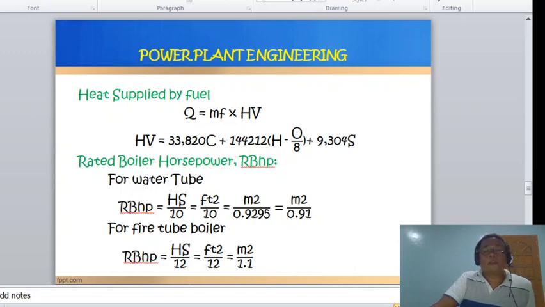So in square meter, to be exact, the rated boiler horsepower is equal to heating surface area in square meter divided by 0.9295. Or simply, in order for you not to be exact with the answer, maybe if you are taking the board examination, reviewers use 0.91 square meter only. So for your board examination, use the area in square meter divided by 0.91. But actually, that is 0.9295. So for fire tube boilers, that is heating surface area divided by 12 square feet. Or simply in square meter, that is area in square meter divided by 1.1.